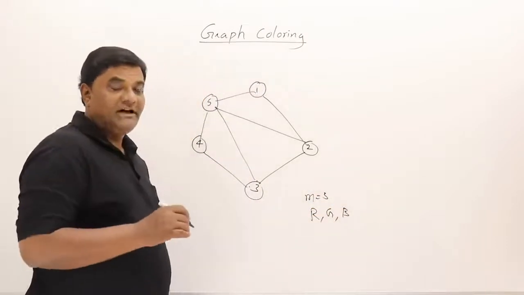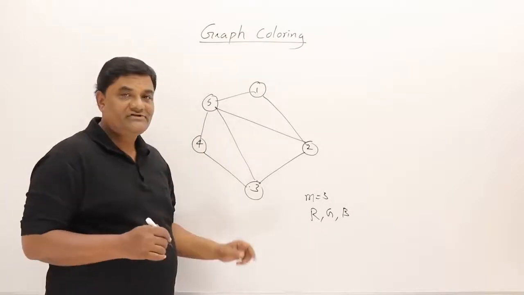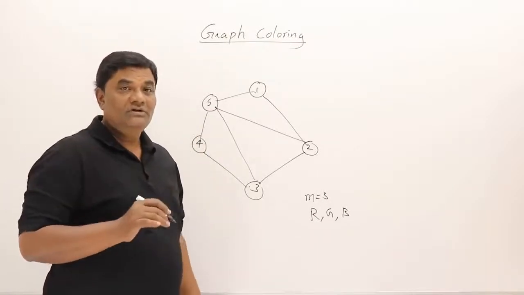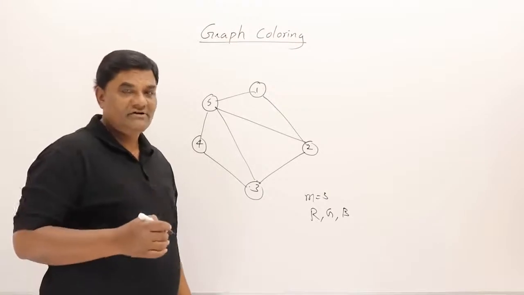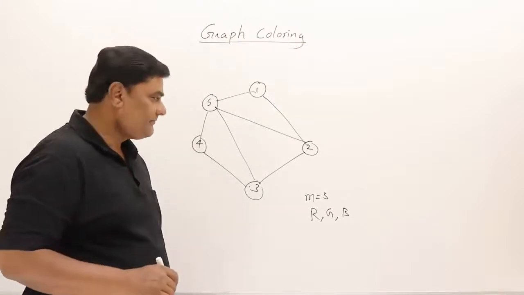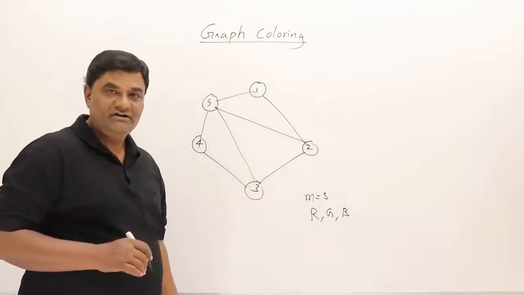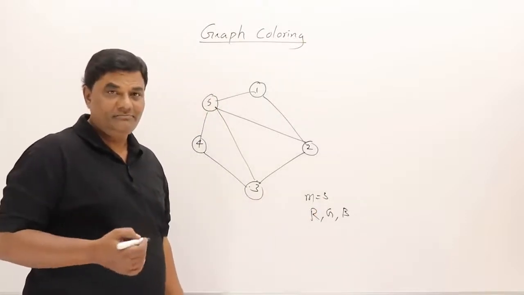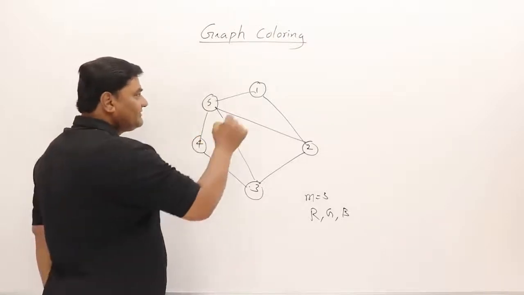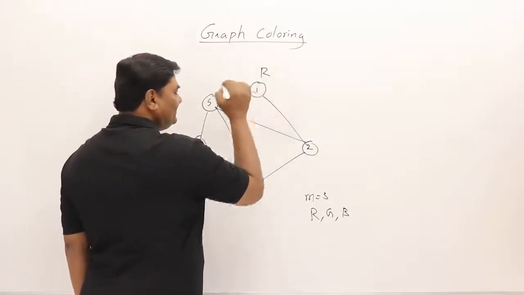Now the problem is we have to color the vertices of a graph such that no two neighboring or adjacent vertices must have the same color. So 3 colors are given to me. Let us try and see what colors we can give, whether it is possible or not possible. So I'll start from vertex 1. I'll give red color to this one.